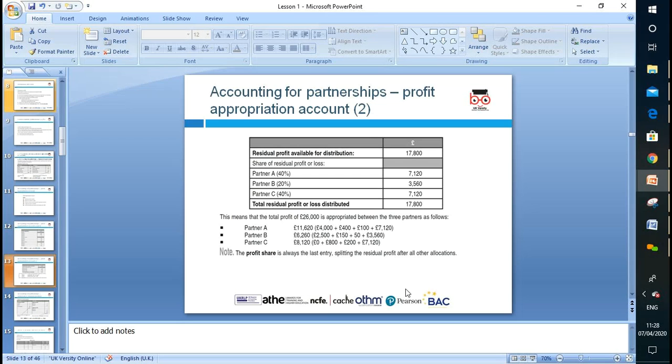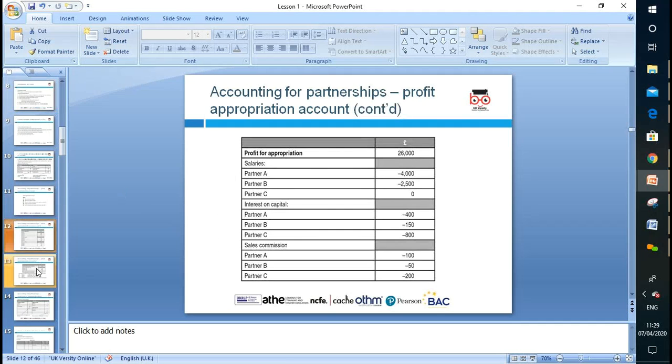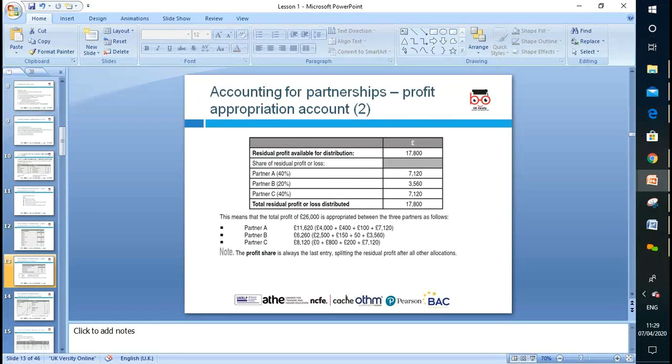Partner A will get 40%. We already agreed between us what the sharing ratio will be: 40, 40, and 20, because that makes 100%. So 17,000 divided by 100 times 40. That goes 40%, that goes 20%, and 40%. When you add them all, it is the same. So we distribute this, and it goes into the partners' current accounts, which we can open within the business, and we'll go through that further. Anybody any question?